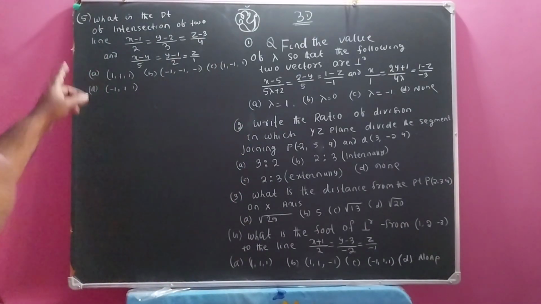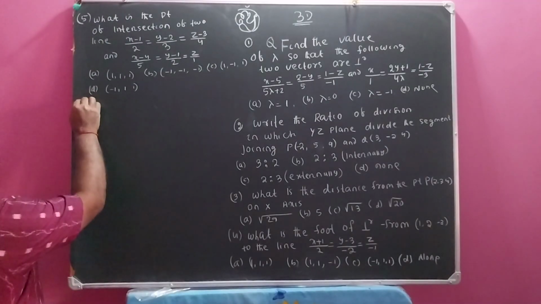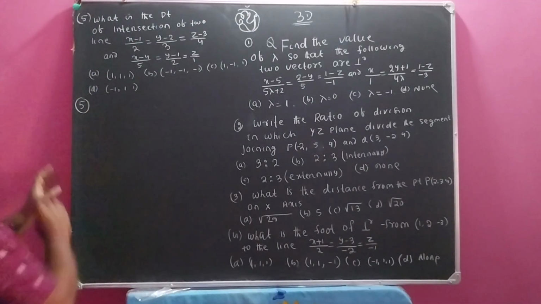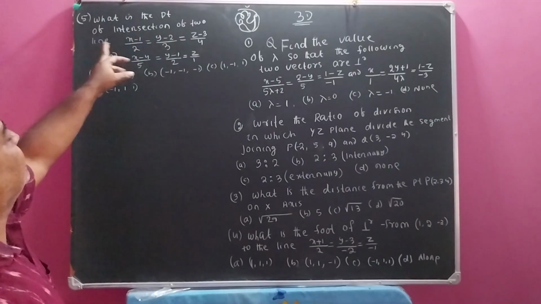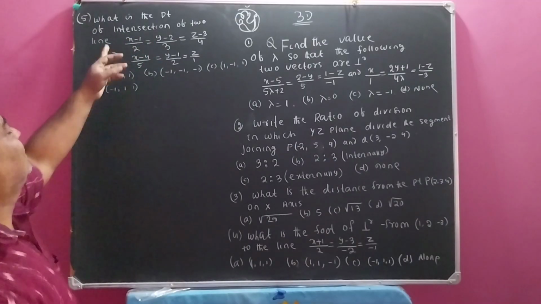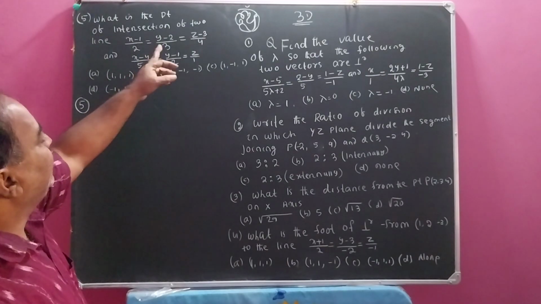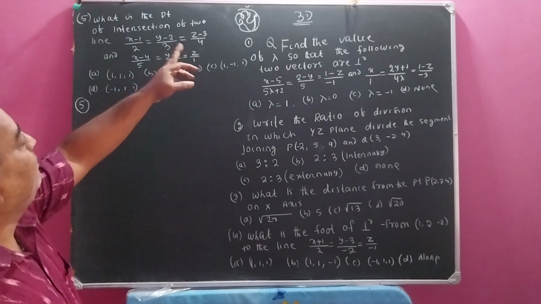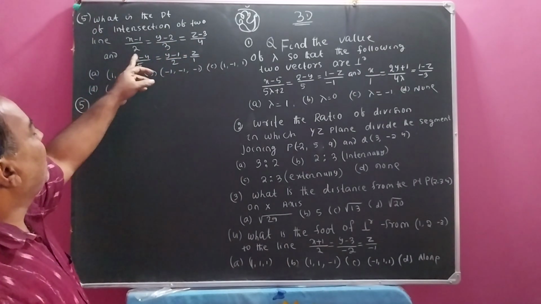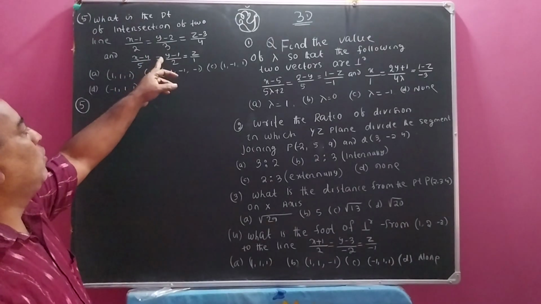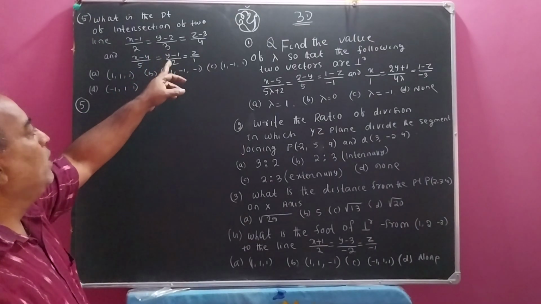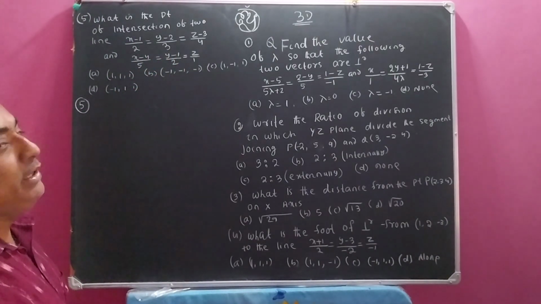So the first question is 5. Write down question number 5. What is the point of intersection of two lines? (x minus 1)/2 is equal to (y minus 2)/3 is equal to (z minus 3)/4, and (x minus 4)/5 is equal to (y minus 1)/2 is equal to z/1.